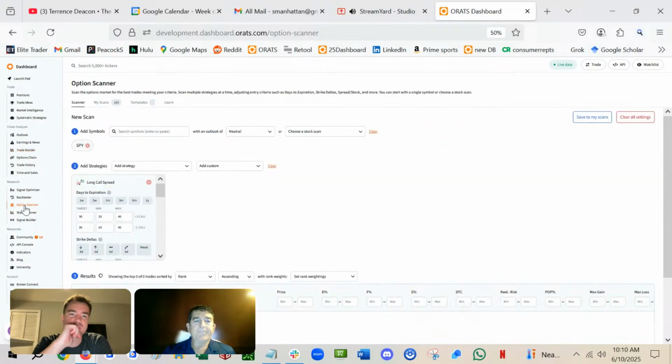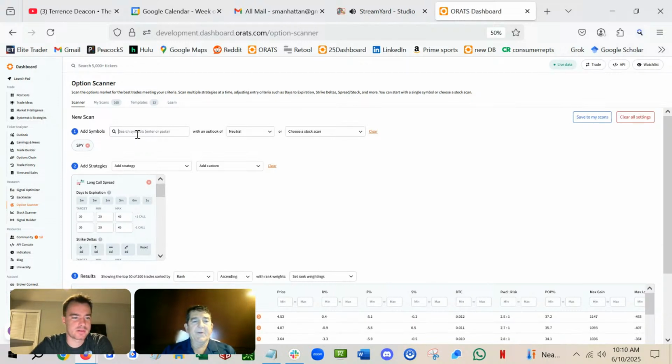ORATS has hundreds of proprietary indicators. What are some indicators that we can chart and see what they're doing? Yeah, I just wanted to follow up on that point that you made about the option scanner. So the option scanner will put an F percent, that's a forecast percent, in here.